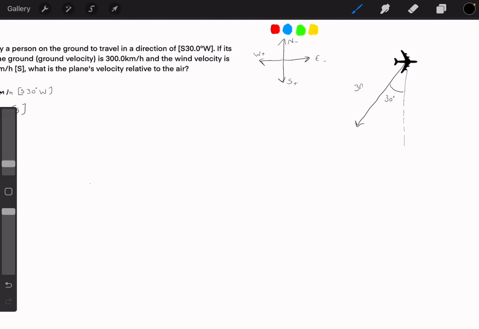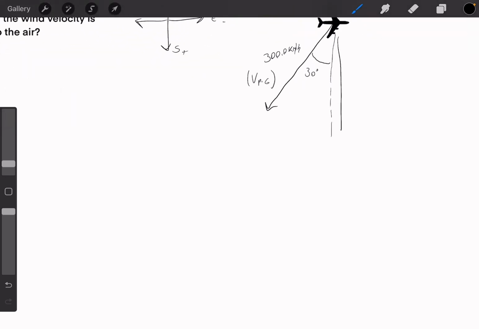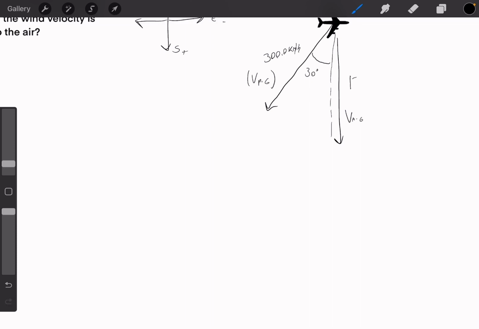This is going to be 300 kilometers an hour, which is our VPG. Perfect. Then we've got that 150 speed relative to the ground of our air. So that's going to be right here. That's our VAG. And that's going to be 150 kilometers an hour. So what we're looking for is this here.